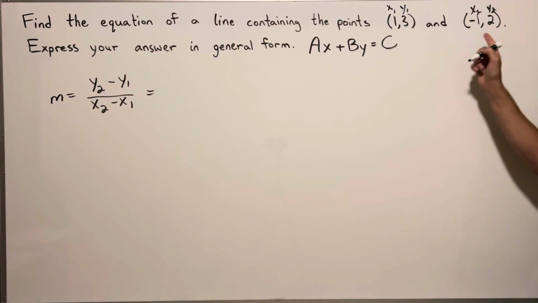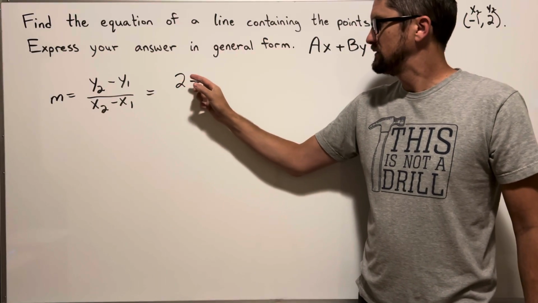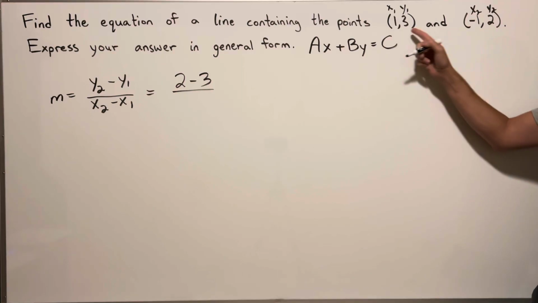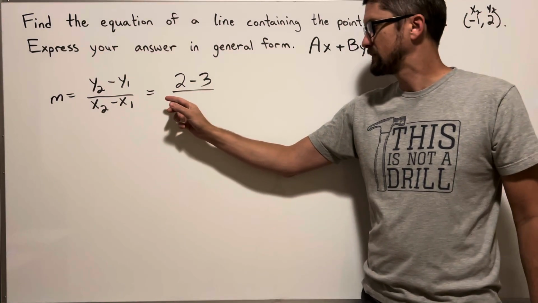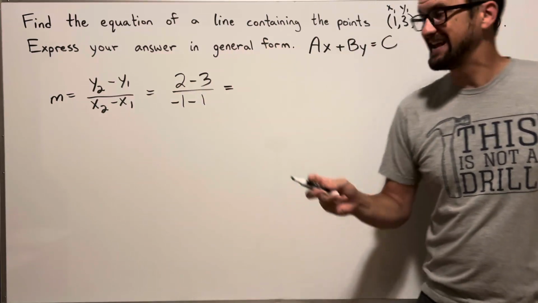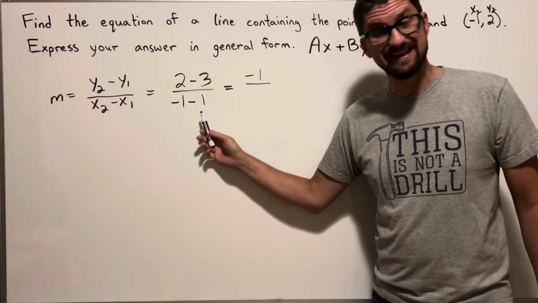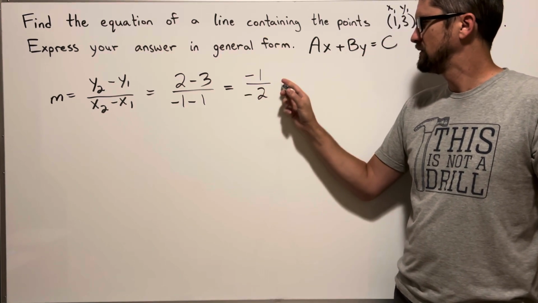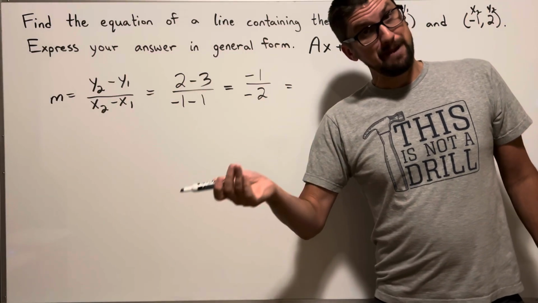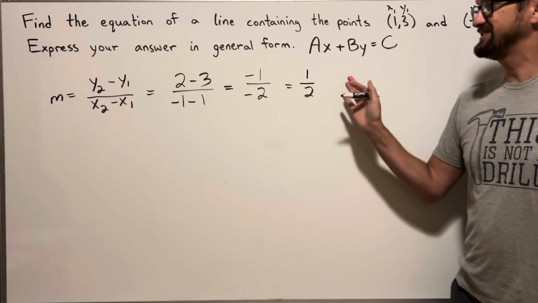So y2 minus y1 is going to be 2 minus 3 in the numerator. The denominator is going to be -1 minus 1. All right, so 2 minus 3 is -1, and -1 minus 1 is -2. So -1 divided by -2 is going to be a positive 1/2. All right, so this is the slope.